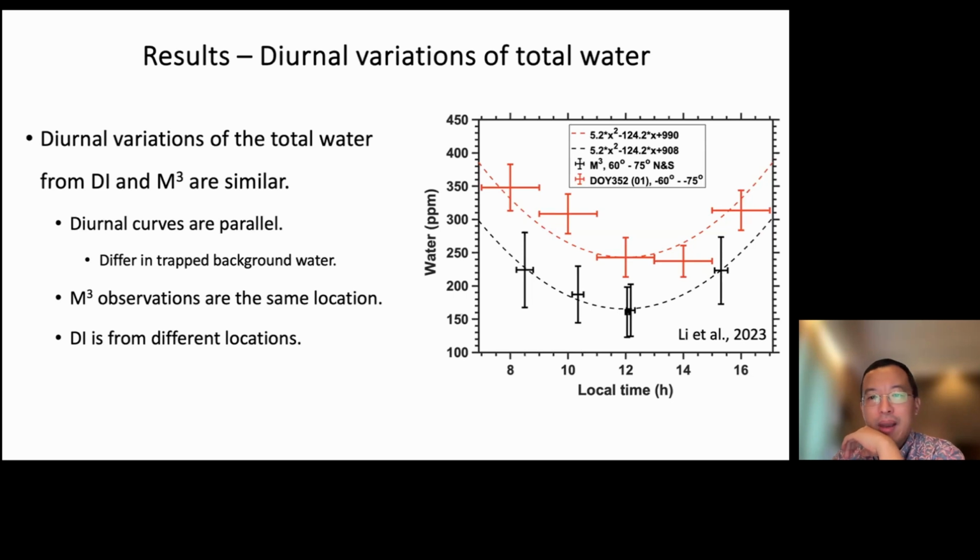The difference in the background could be due to many issues. For example, different maturity means you have different exposure times to trap the water in the impact glass. So that is stable. You can see even near noon, they are different. And also, like I said, M-cube is from the same observation location, while DI data are from different locations, but still you can see the diurnal trends are very similar to each other.